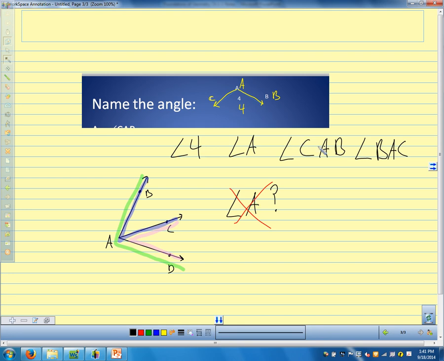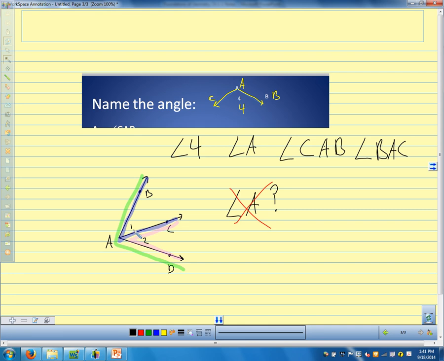We have to use the 3 letters. Or if there were numbers, if this were a 1 and this were a 2, we could say angle 1 and angle 2. But we couldn't say angle A for the big angle because we still don't know if that could still be any of the others. So this is another place to be careful. All right, we good with angles?